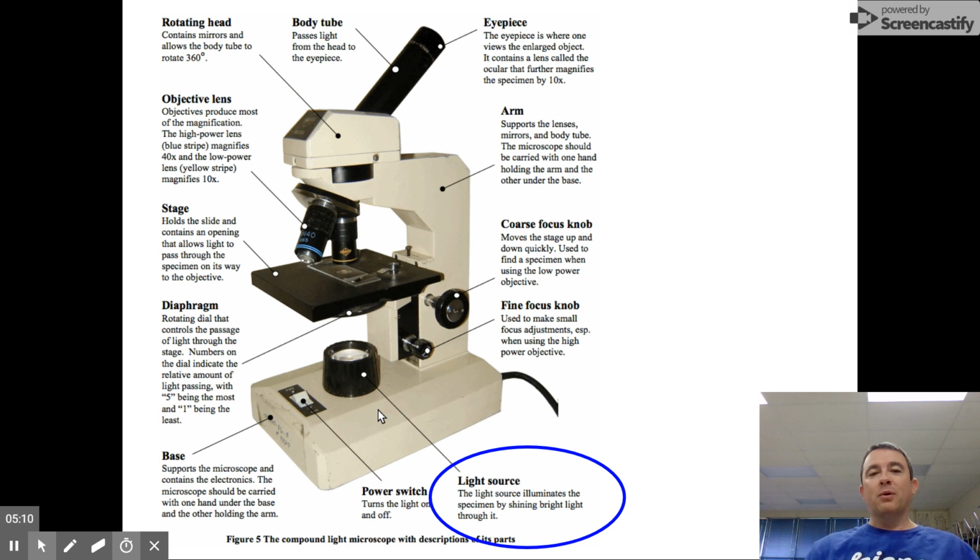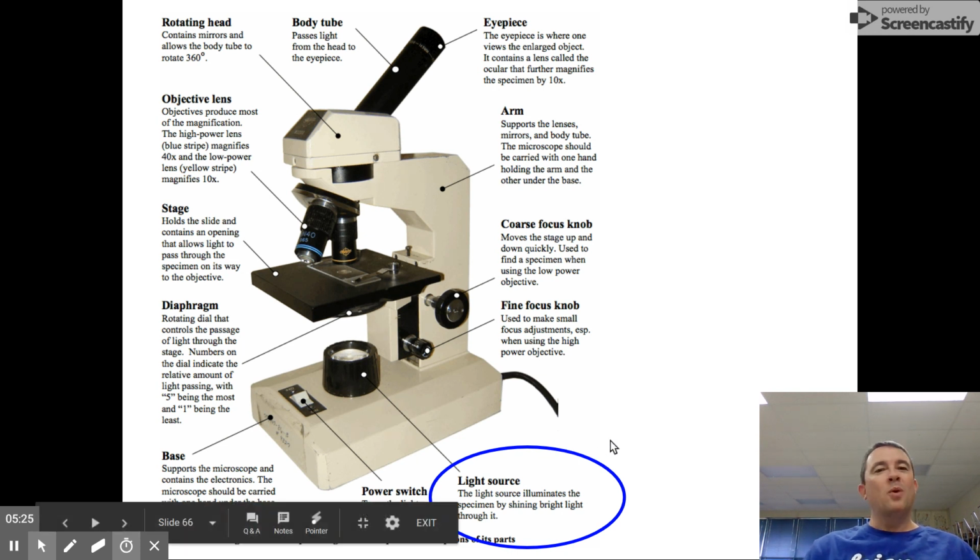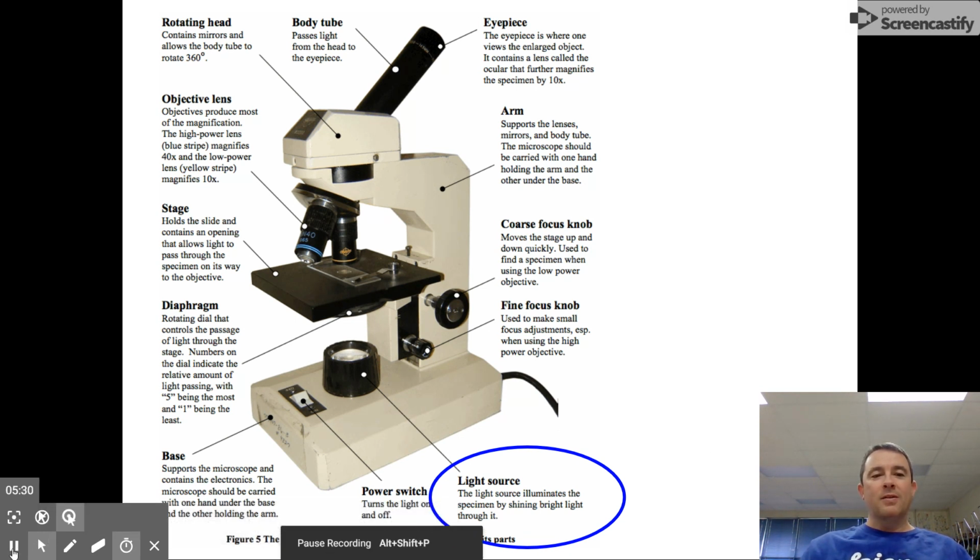The old-fashioned microscopes simply had a mirror that you would have to sit next to a window or have a lamp shining down, and you would use the mirror at the bottom of the microscope to shine the light up through the specimen. But one way or another, you have to have light passing through in order to see anything.